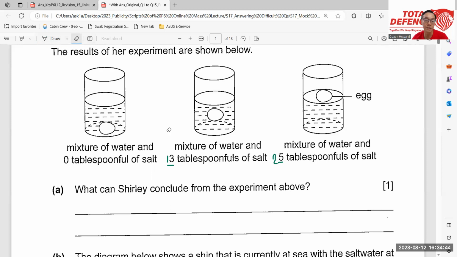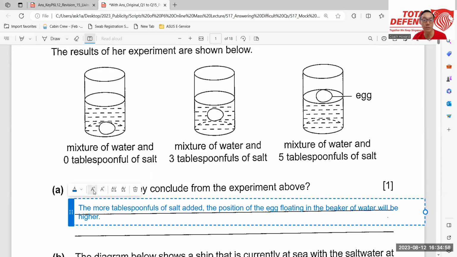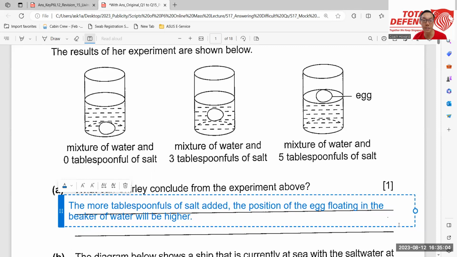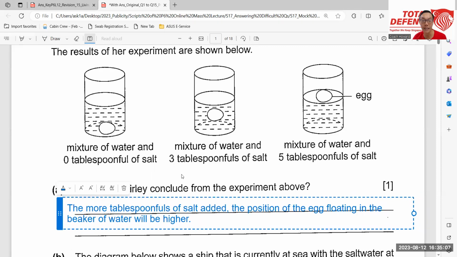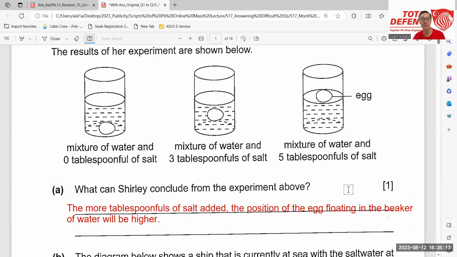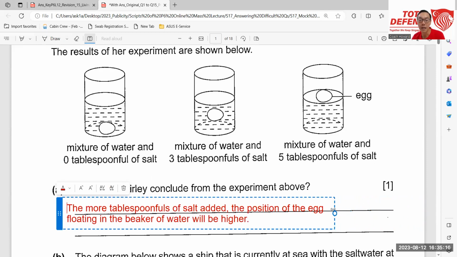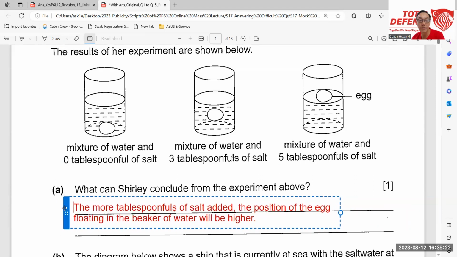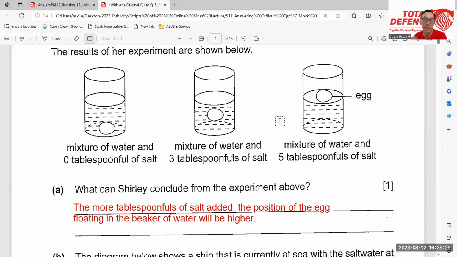So for this question, they only ask you about a relationship question. What can Shirley conclude from the experiment above? So basically, you just need to mention this fact of observation, that the more tablespoonfuls of salt added, the higher the position of the egg floating in the beaker would be. Something along that line. So I put it here for you to check your answers. The more tablespoons of salt added, the position of the egg floating in the beaker will be higher, as long as you mention this relationship.